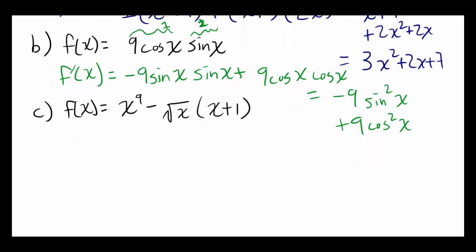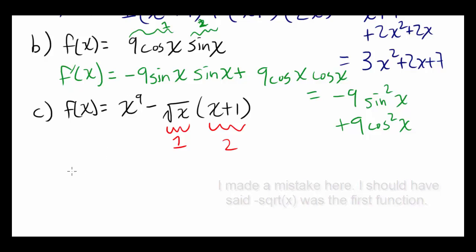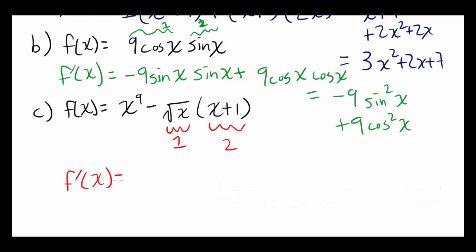Let's look at c. f of x is x to the 9th power minus, that looks complex, square root of x times x plus 1. Let this be the first function and let this be the second function, and we can apply the product rule in this case. But let's start by taking the derivative of x to the 9th power, which is, you bring the 9 down, you subtract 1 from the exponent, 9x to the 8th power, minus the derivative of the first function.